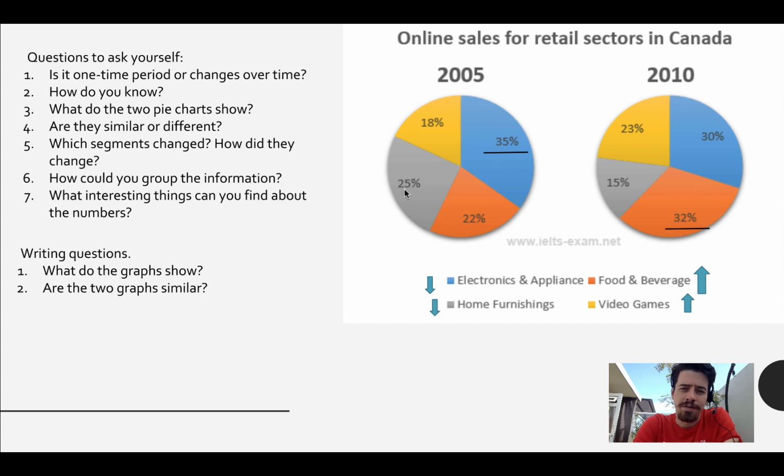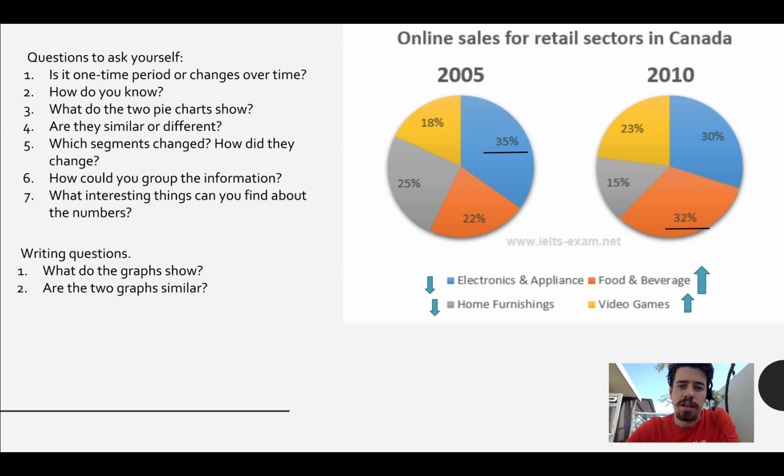How could you group the information? There are a couple of ways of organizing it. The one many people do, which is a mistake, is writing about this pie chart first, and then after that writing about this pie chart second. The reason I say that's a mistake is because you need to compare across the 2 years as well. So it's very tricky to do it that way.